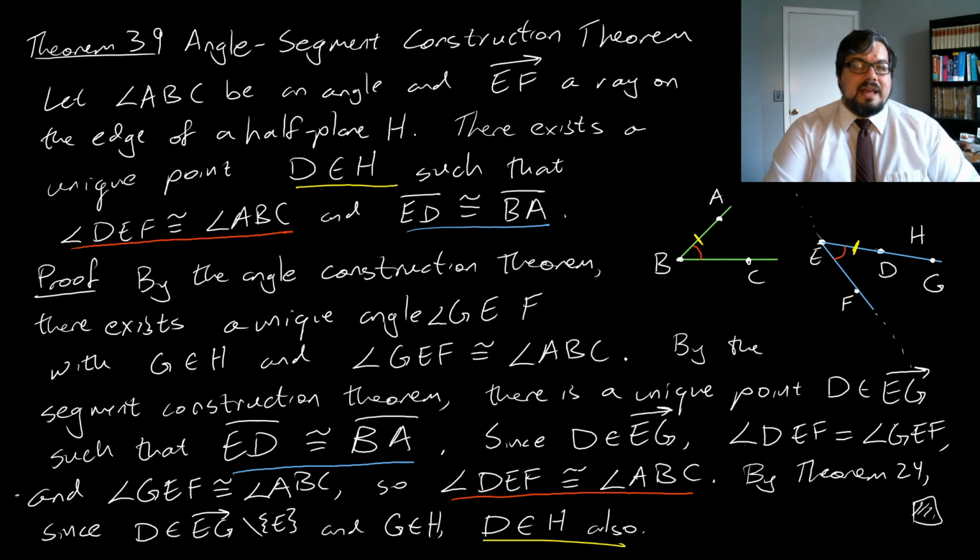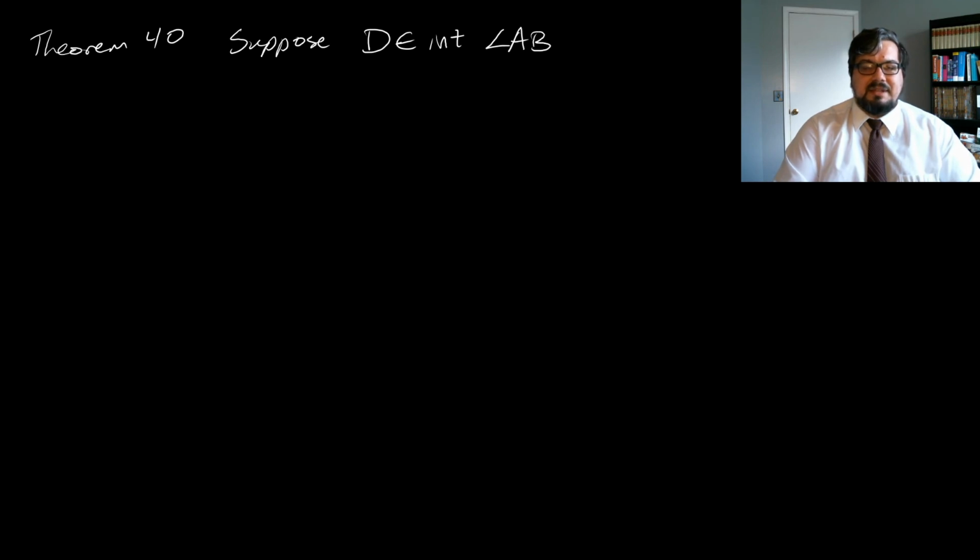Finally, we have theorems on angle addition and subtraction. Again, very similar to our theorems for segment addition and subtraction. So let's look at theorem 40. Let's suppose that a point D is in the interior of angle ABC, and a point D prime is in the interior of an angle A prime, B prime, C prime.